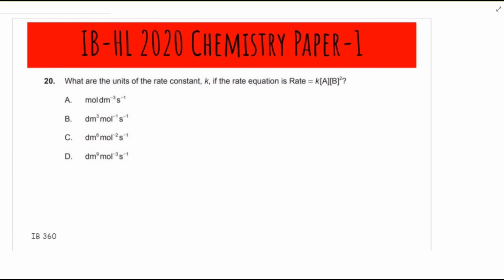Now question 20, this is the last question for this video, and we will be continuing the rest from 21 to 40 in the next video. So let's start with this question. We should know the dimension of rate. The dimension of rate is basically mole per dm cube times second, and the dimension of A and B is equal to concentration, that is mole per decimeter cube, and we need to find out the dimension of K.